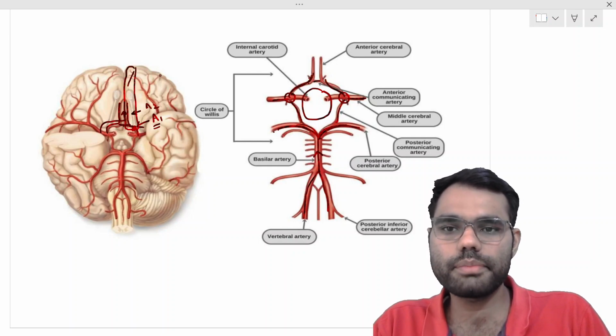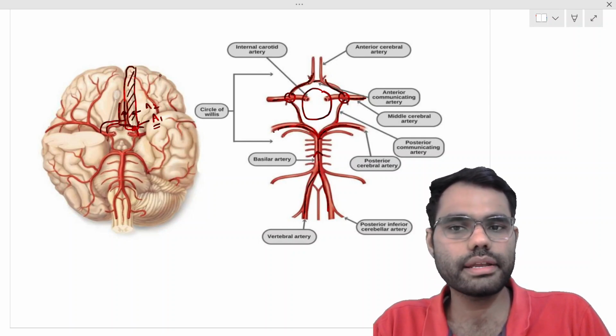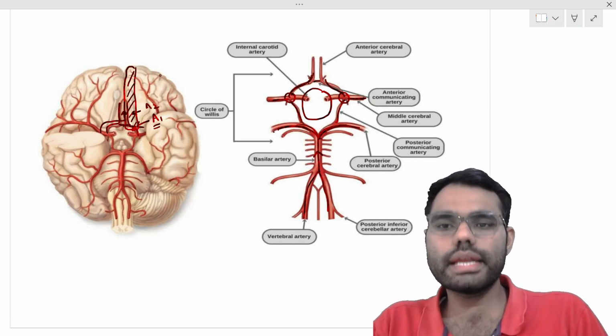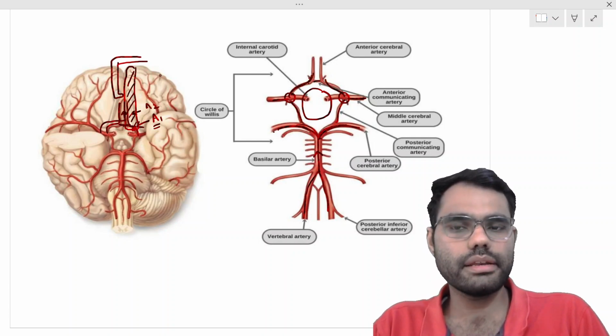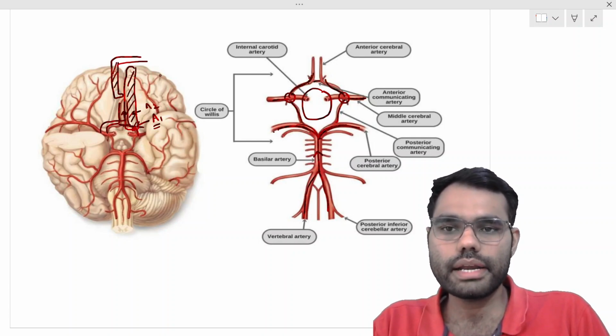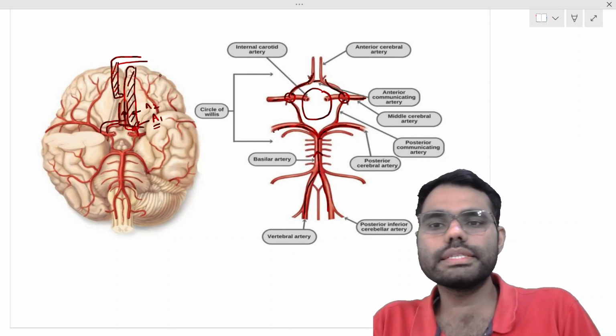So which is this part of the brain? This is the medial surface of the frontal lobe, right? So what is the motor and sensory representation here? We know that the legs, the foot, and the urinary bladder or the genitalia are represented on this side of the brain. So all this part would undergo infarction, right? So what would be the symptoms here?